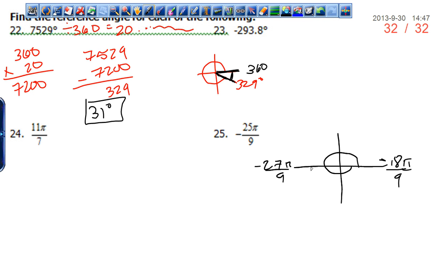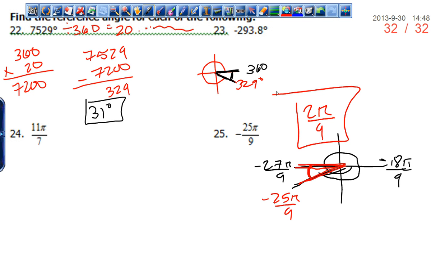Do I need to go all the way to that x-axis? No, so I'm just going to go somewhere arbitrarily right there. Remember, it's the terminal side and the x-axis, so we're talking about this angle right here. If the x-axis is negative 27 pi over 9, and this is negative 25 pi over 9, what does that mean my angle's got to be? 2 pi over 9. Reference angles are always positive, so I know you want to say negative 2, but reference angles are always positive.